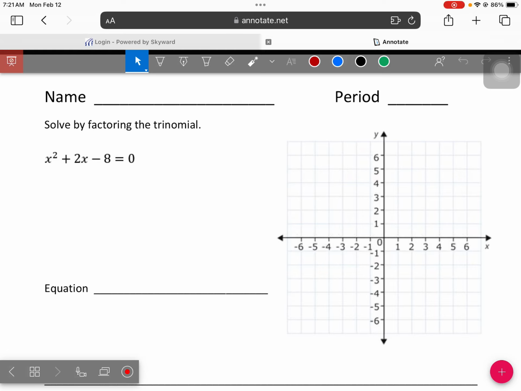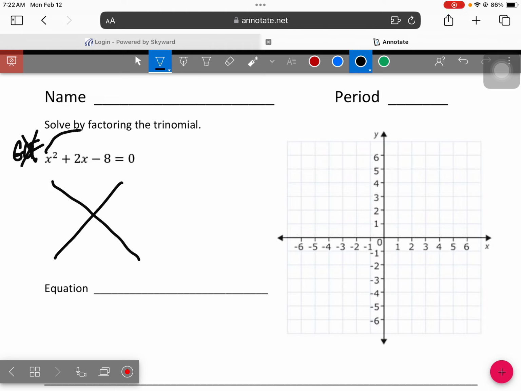By factoring the trinomial. So talk to me first about this trinomial. What would you do first to factor? Find a GCF if there is one. And do we have one? No, we do not.